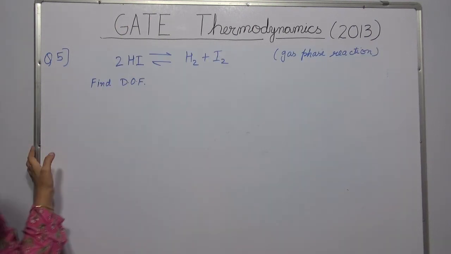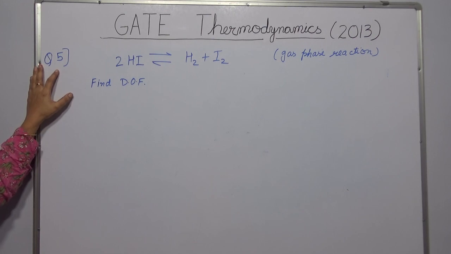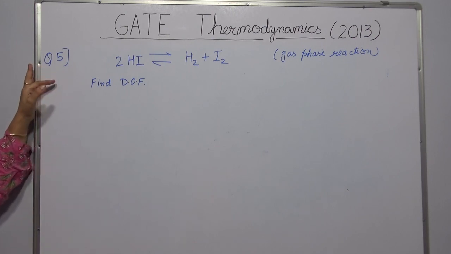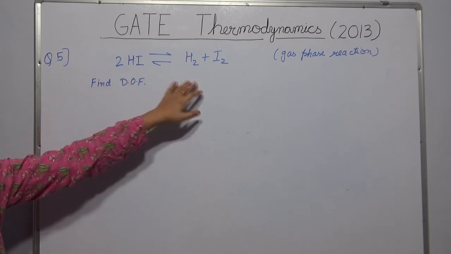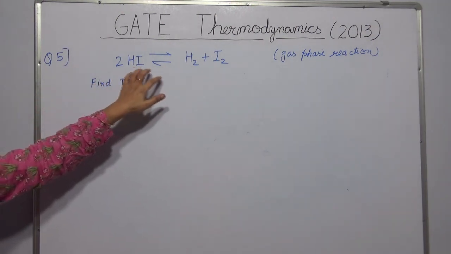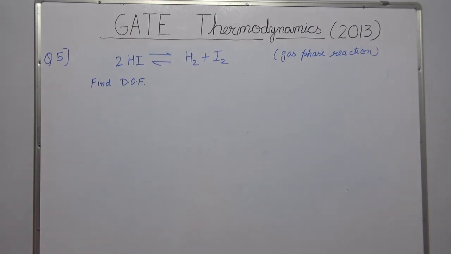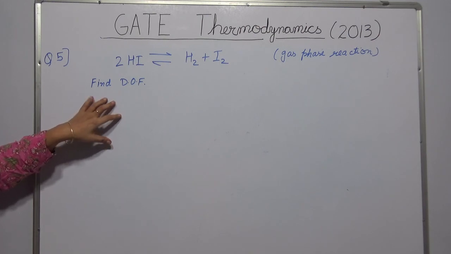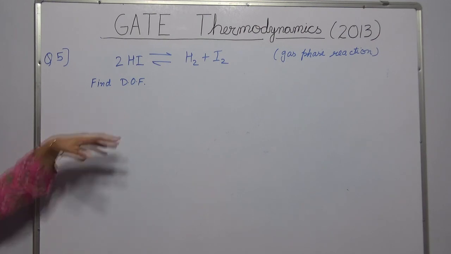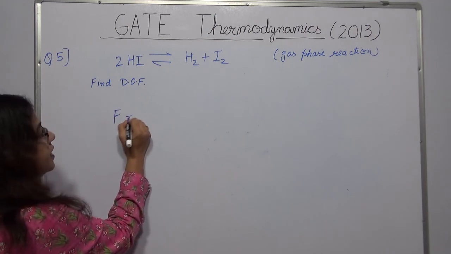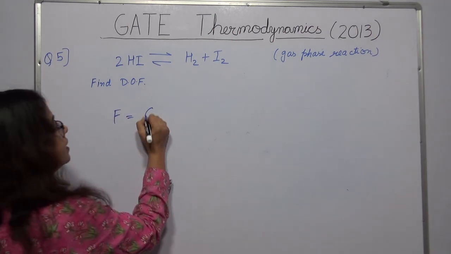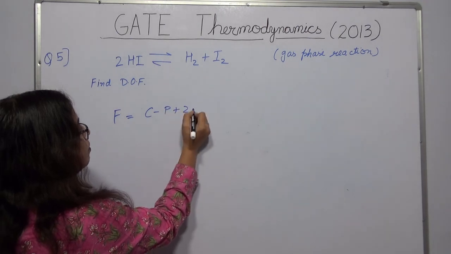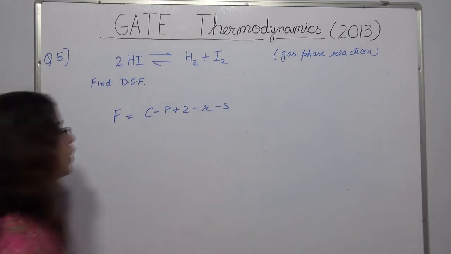So next question which I am going to take is question number 5. It talks about a gas phase reaction between hydrogen and iodine and hydrogen iodide. Okay, so this is the reversible reaction which they had given. It is taking place in a gas phase, and they have asked you at equilibrium what are the number of thermodynamic degrees of freedom. So we all know the definition of degree of freedom, that is F. It is given as C minus P plus 2 minus R minus S.